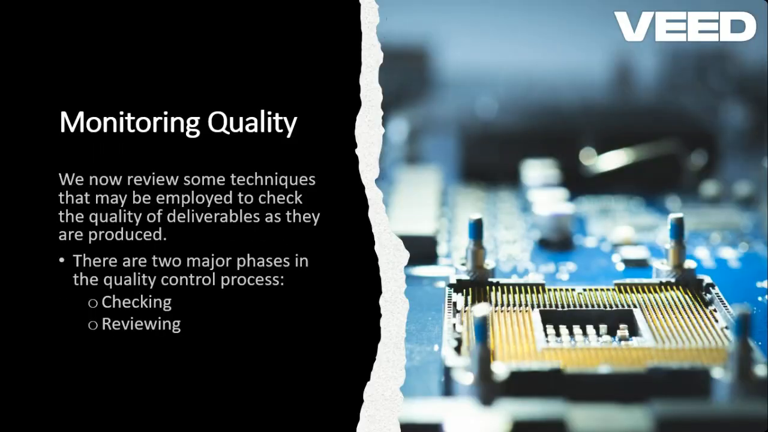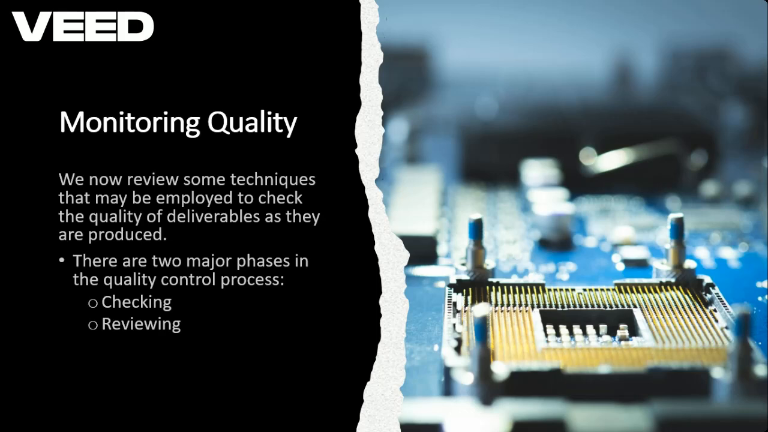When it comes to the actual monitoring of quality, there are two major phases. We have the checking aspect as well as the review. Here we are saying that the work which is being produced, or the products or deliverables that are being produced in the project, need to be checked or reviewed as it is in progress. And we also need to ensure that we test the final or finished product.